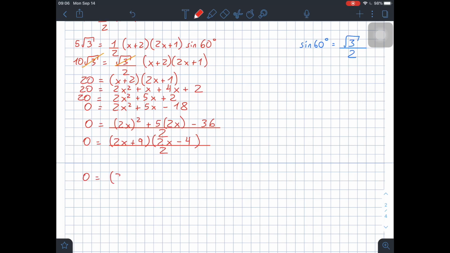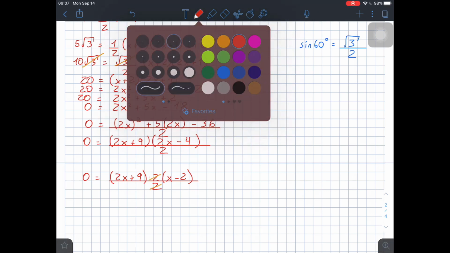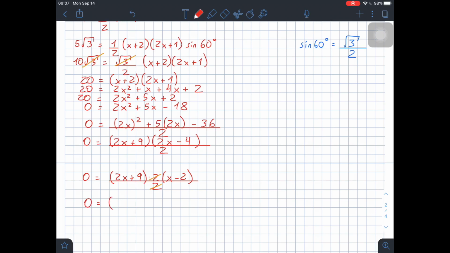0 is equal to 2x plus 9 times 2 times x minus 2. All of this is being divided by 2. So I see that the 2's simplify, this one with this one. So we get the two results here. 0 is equal to 2x plus 9 times x minus 2.